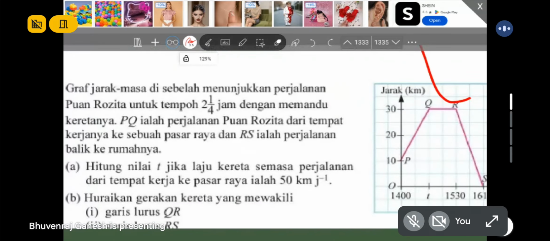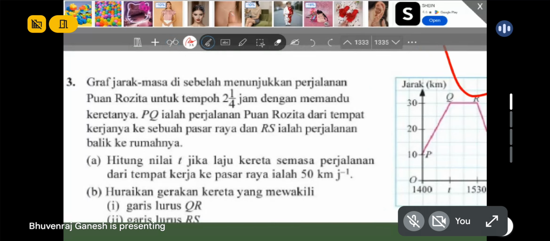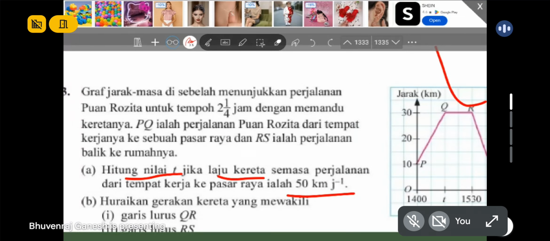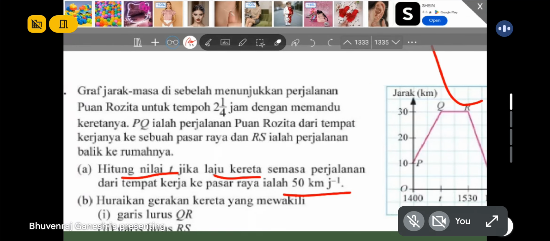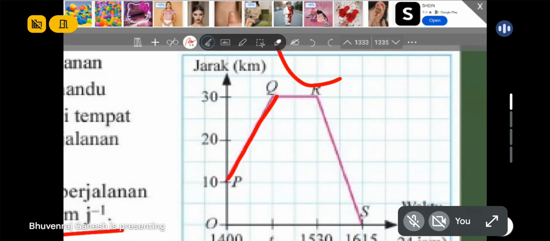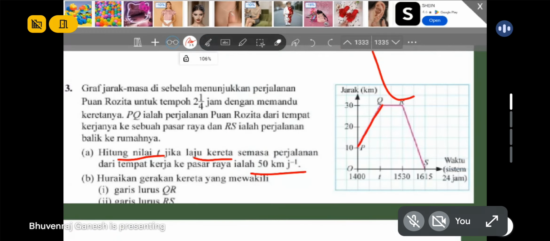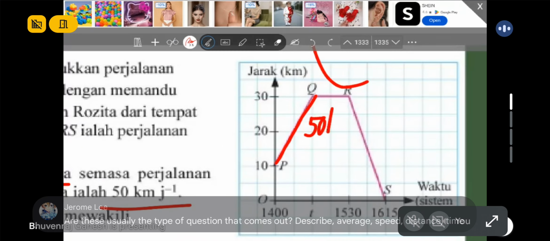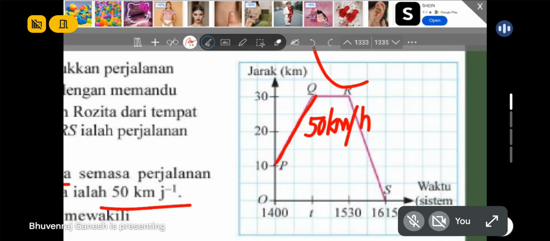Question 3. Okay, so for question 3, they say count the value of T if the speed is 50. Tempat kerja ke pasaraya. So tempat kerja to pasaraya is PQ. You focus on this one. They say the speed is 50 kilometers per hour. They will ask in the exam, guys. If you tried the trial papers, you know it. These are the famous questions.